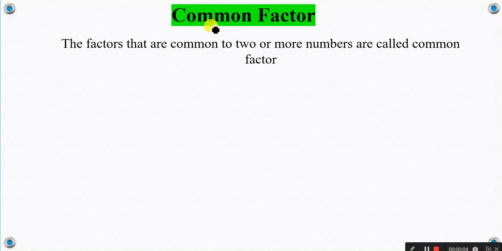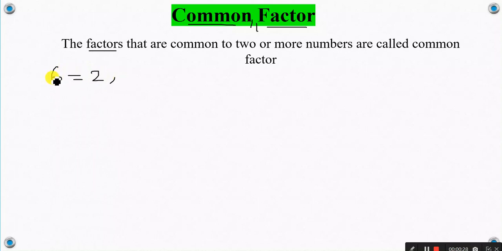Common factors in mathematics. The factors that are common to two or more numbers are called common factors. For example, as you know, factor means, for example, factors of 6.